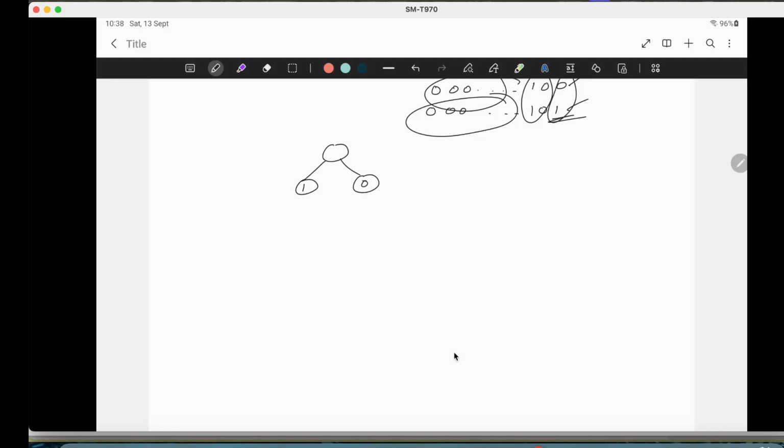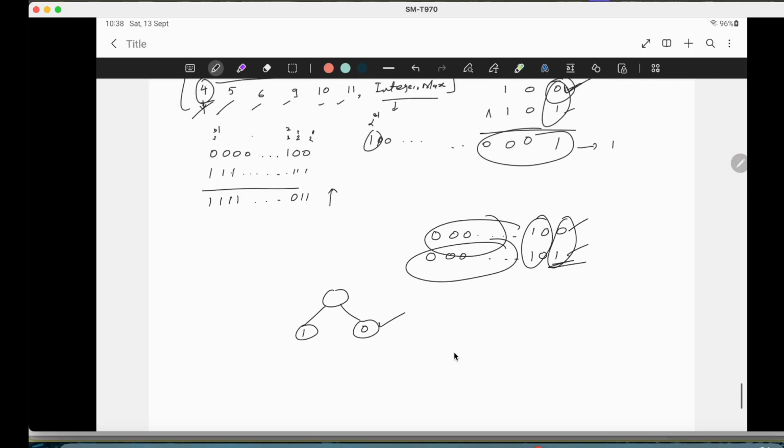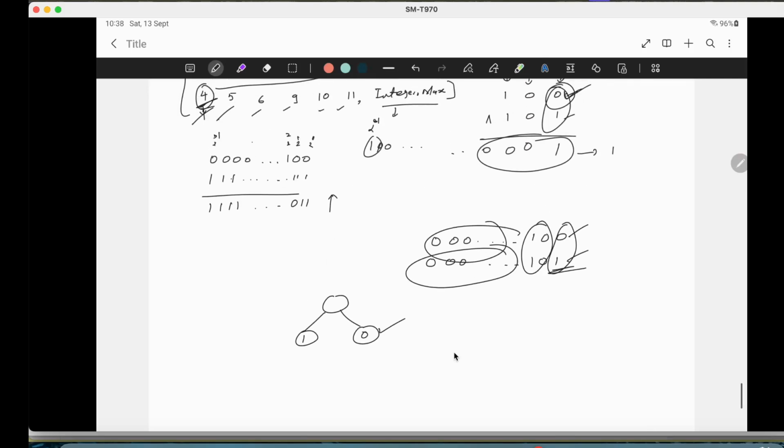So at any point in time we encounter 0. For this 4, definitely the 31st bit is going to be 0. So what I'll try to do is check whether its opposite child is available in this trie. Because at this root level, if we are looking at this 4, the opposite value is basically 1. That is something we have to check.